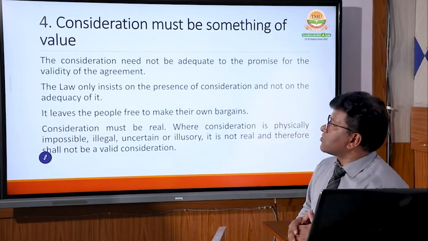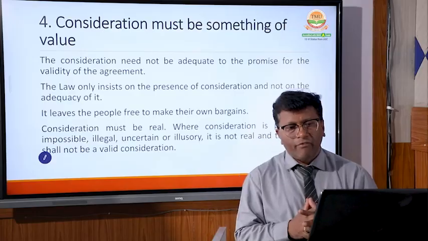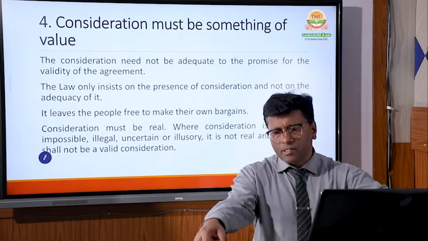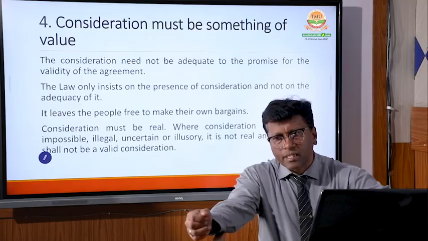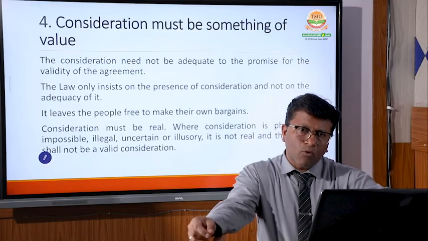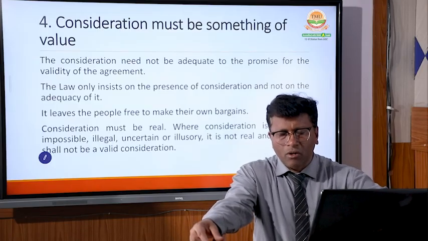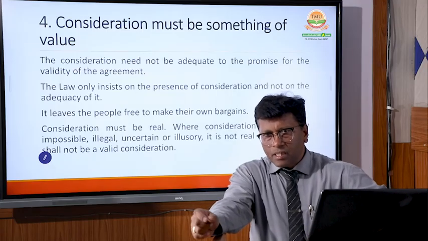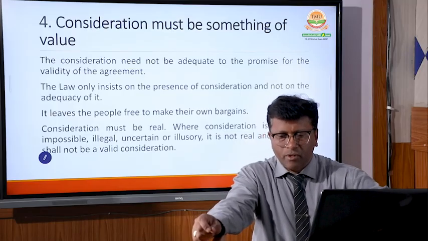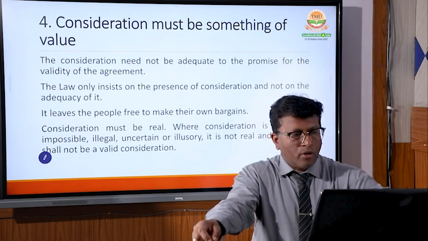As the fourth essential, it is very important that consideration must be something of value. As we have already discussed, the consideration need not be adequate to the promise for the validity of the agreement. It means that if one party is making a consideration, it is not required by law that the same amount be there in return, because there should be consideration of some value, not adequacy. We are not considering the adequacy. The law only insists on the presence of the consideration, and not on the adequacy of it.